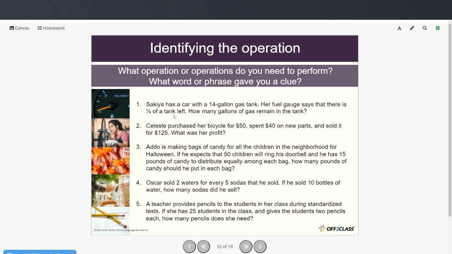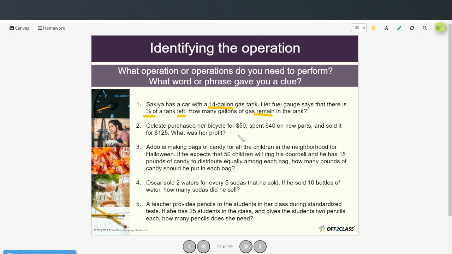So here you would have to use multiplication to figure out 1/8 of 14, or division. That could be either multiplying by 1/8 or dividing by 1/8. And then how many gallons, you would have to take this number and subtract it from the 14 gallons. So multiplication and subtraction. And the keywords are remain and left.